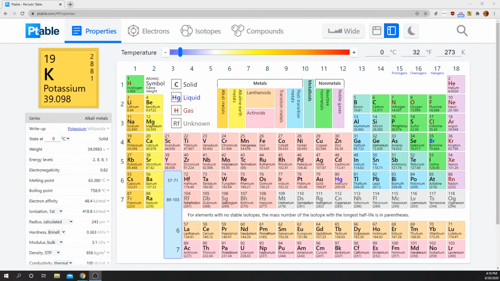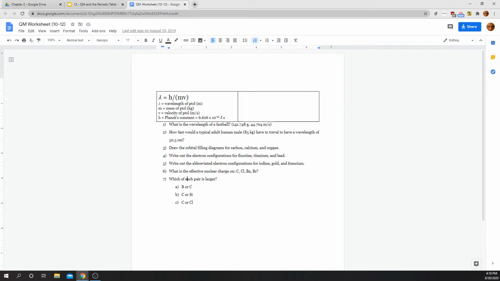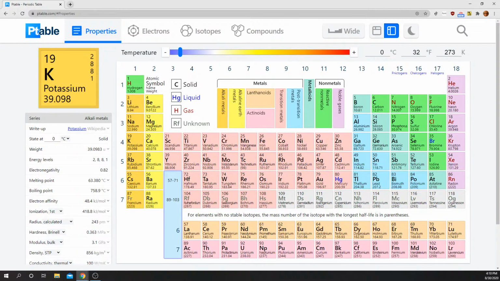Okay, so now we go back to the worksheet. What is the effective nuclear charge on carbon, chlorine, barium, and bromine? Notice I did not ask about any of these elements. Okay, we have carbon, and then chlorine, and then barium, and then bromine.